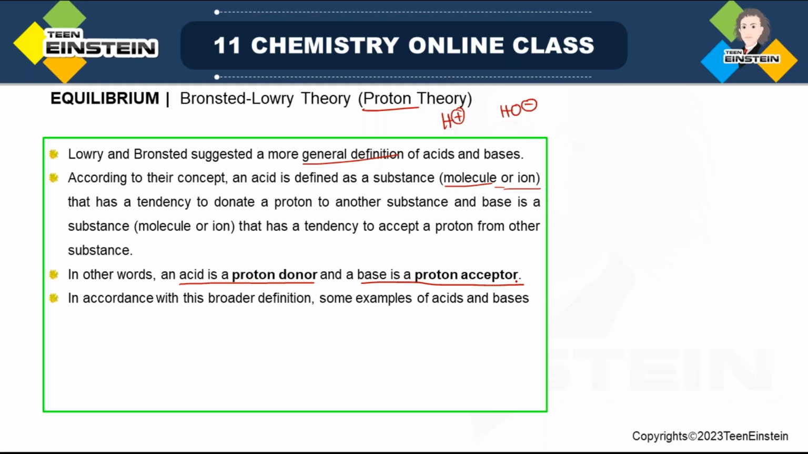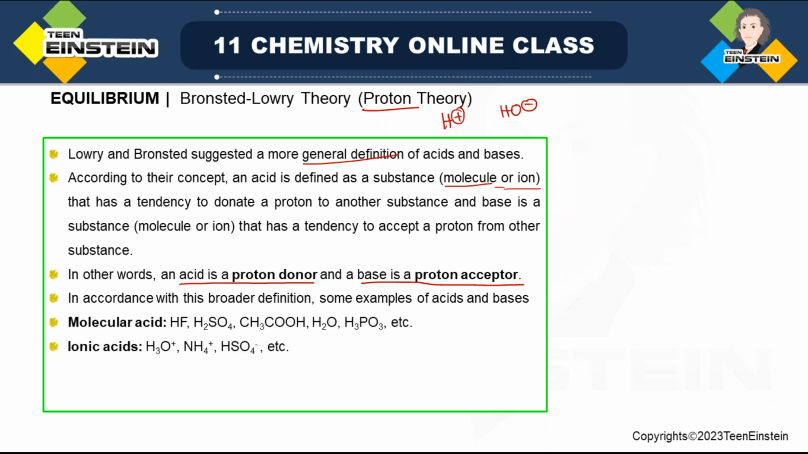Now we will see some examples of acids and bases based on Bronsted. These examples of acids that we are going to see, obviously they should produce H plus because they have to donate H plus, right? Then only we can call them Bronsted acids. So see, these are the examples. First we have some neutral molecules, so we are calling them molecular acids because they are simply molecules. HF, H2SO4. These examples you have also seen in case of Arrhenius because they also fulfill the criteria of Arrhenius. Then we have acetic acid, water, H3PO3. So these are the examples of the Bronsted-Lowry theory.